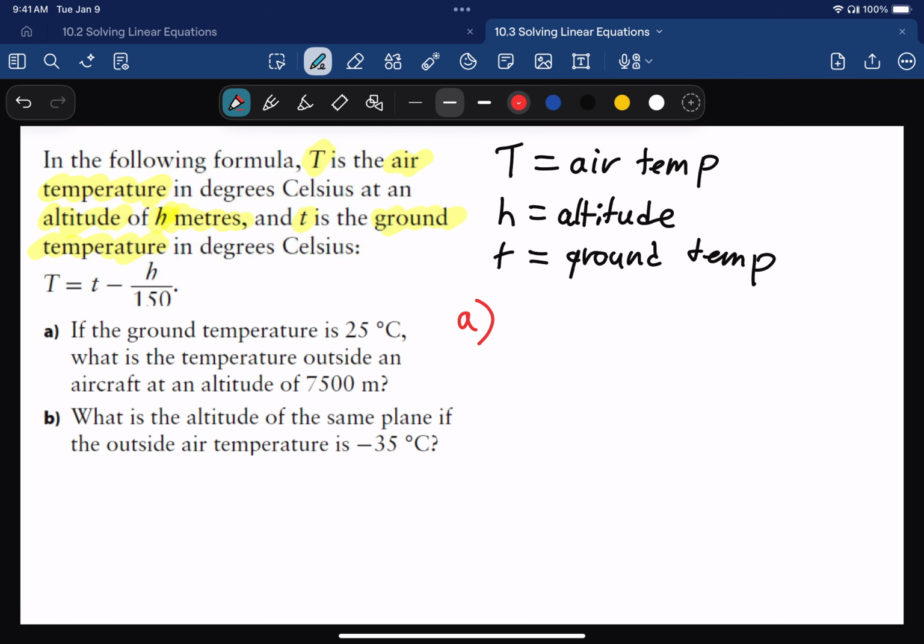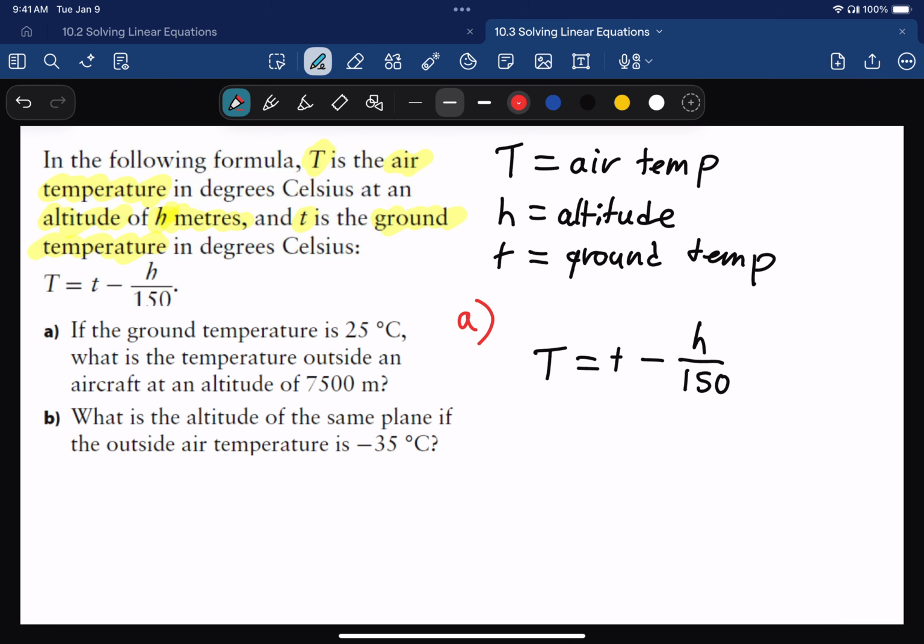If the ground temperature is 25 degrees Celsius, that would be little t. What is the outside temperature of an aircraft at an altitude of 7,500 meters? So what we need to do is plug the numbers they gave us into the formula. Let's write out our formula and then plug in the numbers. Big T equals little t minus h over 150.